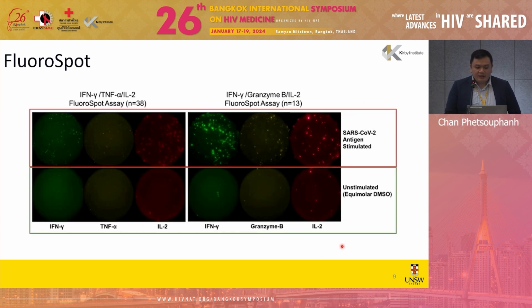With further technology, there's been development of this other platform called a FluoroSpot, and it uses fluorescent antibody readout. So you can have, I guess, a more multiplex readout of your FluoroSpot, looking at interferon gamma, TNF alpha, or IL-2, or granzyme B at the same time.